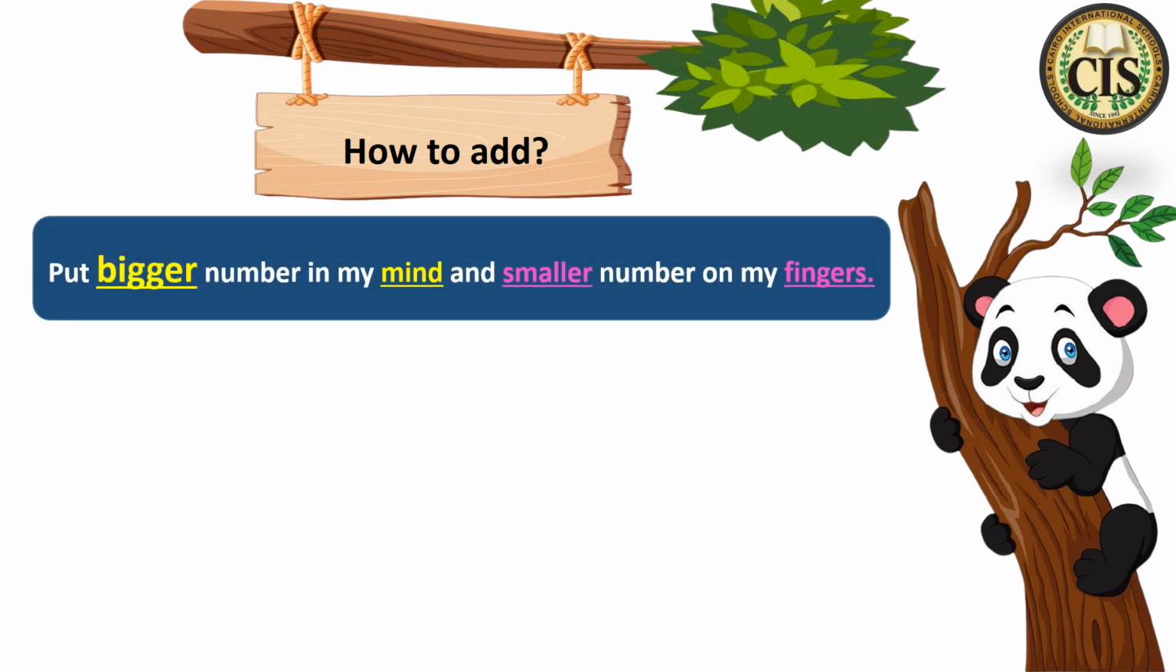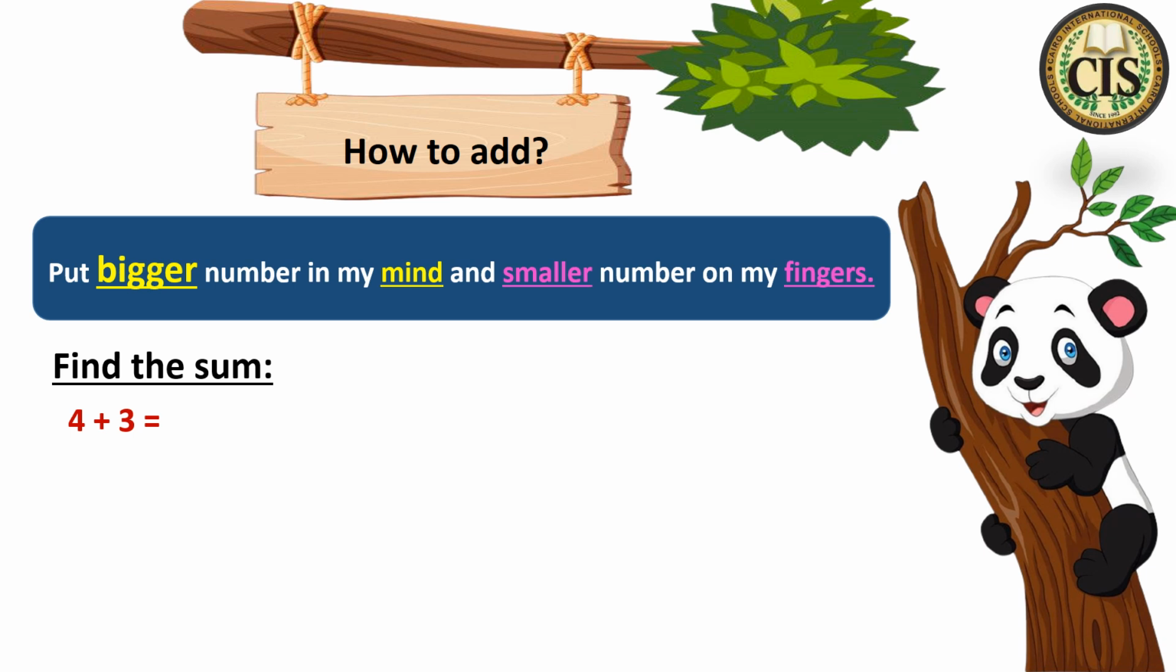How to add any addition problem? First, we have to put the bigger number in my mind and the smaller number on my fingers and start counting. Okay? If we add, put the bigger number in my mind and smaller number on my fingers. Look here at the following examples. Find the sum. We want to find the total number. Okay? The first one, 4 plus 3 equals what?